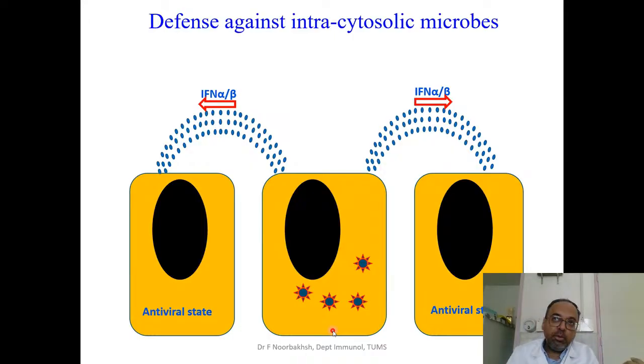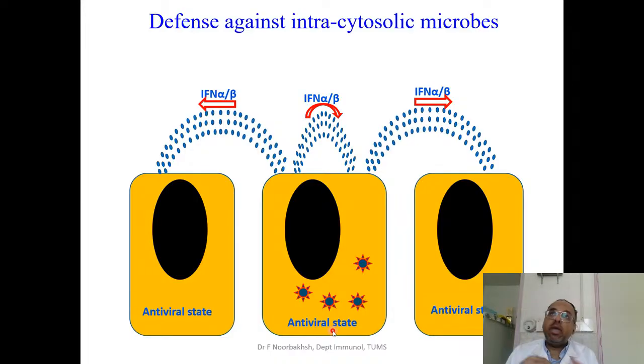So how does it help in protection against viruses? Well, viruses go inside cells to make their own proteins. So if you decrease or turn off the activity of the protein synthesis machinery, it can be a very good antiviral defense mechanism. So that's what interferons do.